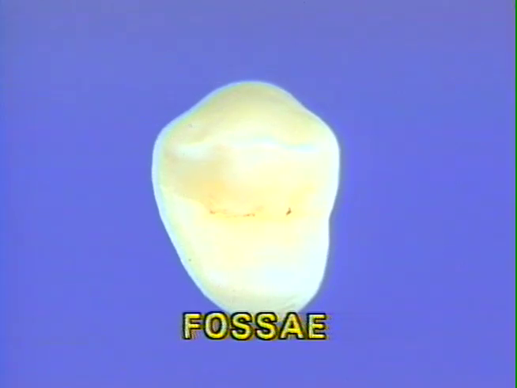Fossae. The maxillary first premolar has 2 fossae, the mesial triangular fossa and the distal triangular fossa. Both are triangular-shaped depressions located just within the marginal ridges and named according to their relative proximal location.